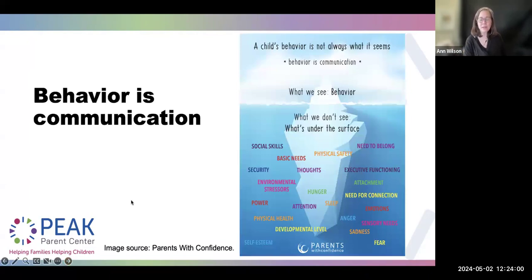Remember that behavior is communication. Again, we want to think about what's going on under the surface. What is this behavior telling us? What is our child trying to communicate with us? Oftentimes it's an issue of lagging skills, so maybe we can identify what the lagging skills are.